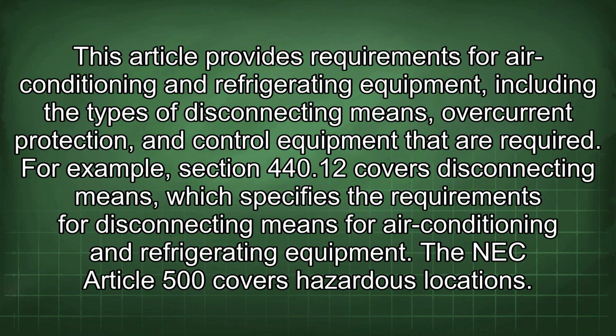This article provides requirements for air conditioning and refrigerating equipment, including the types of disconnecting means, overcurrent protection, and control equipment that are required. For example, Section 440.12 covers disconnecting means, which specifies the requirements for disconnecting means for air conditioning and refrigerating equipment. The NEC Article 500 covers hazardous locations.